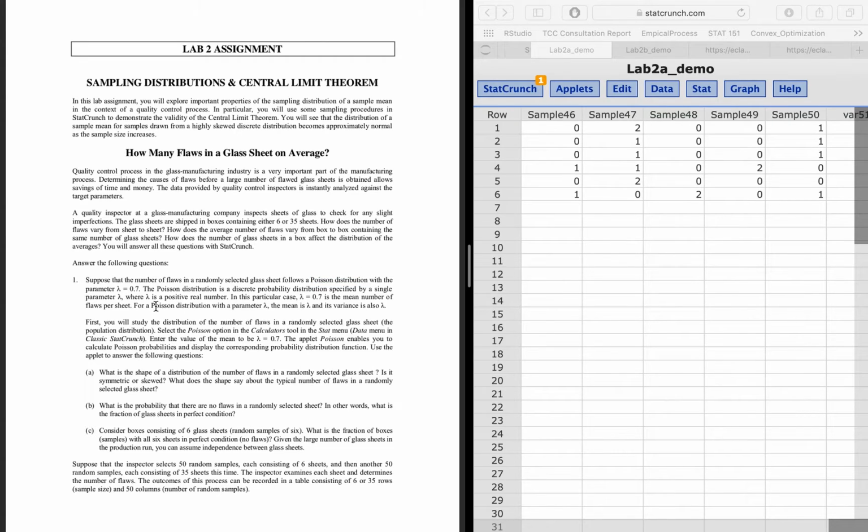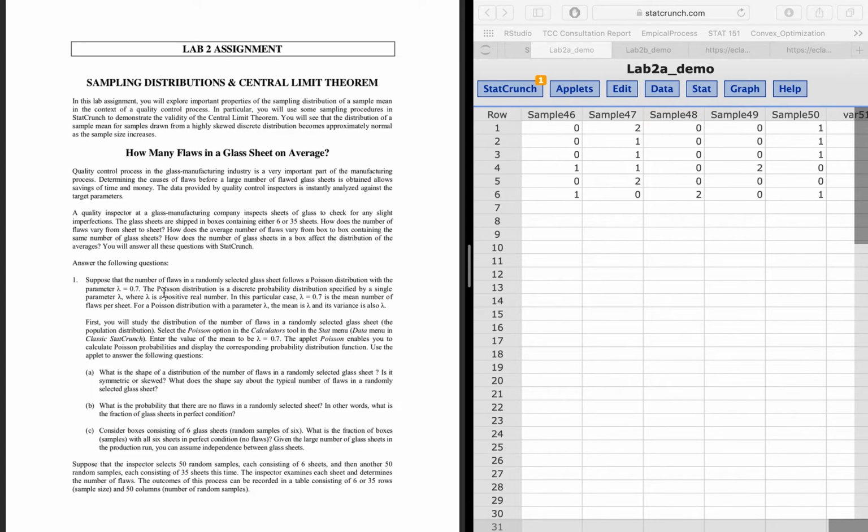We assume that the number of flaws in a randomly selected glass sheet follows a Poisson distribution with parameter lambda equals 0.7. For the normal distribution, we have two parameters, mu and sigma. But for the Poisson distribution, we only have one, which is lambda.